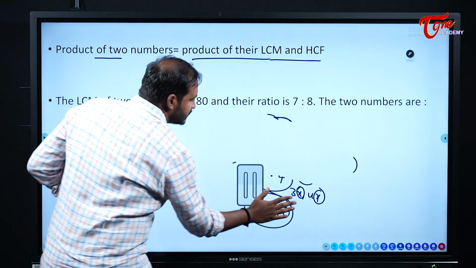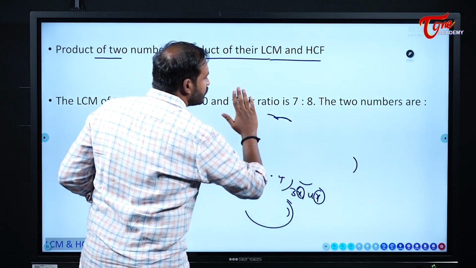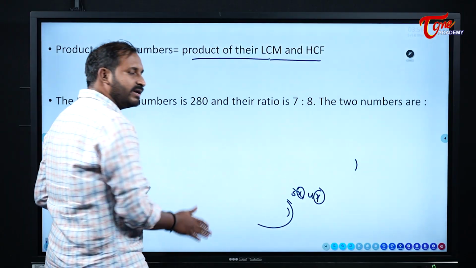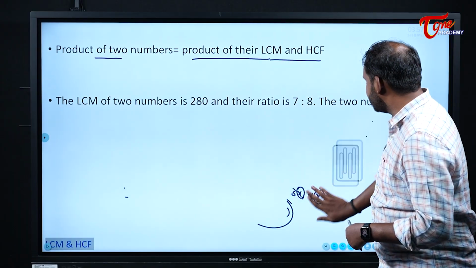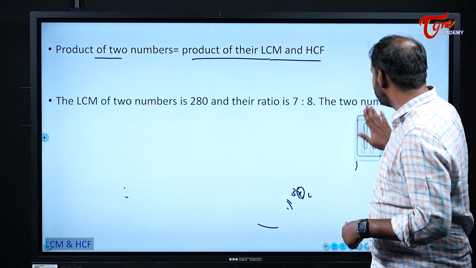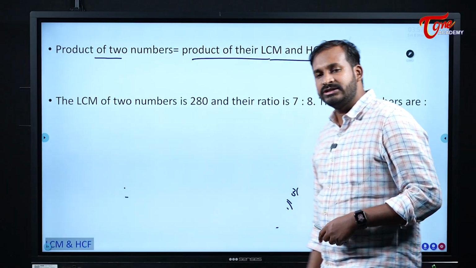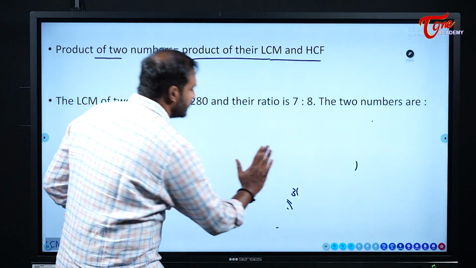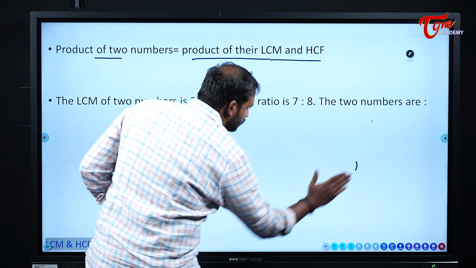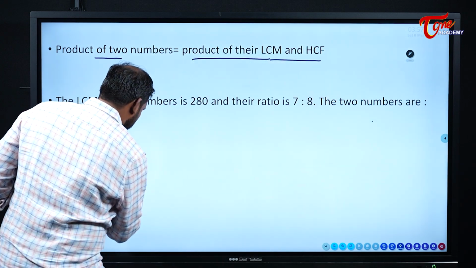And when we restore a ratio to its original numbers, we multiply by the HCF of those two numbers. After cancelling, the result in the form of a ratio will always be co-primes to each other. We are going to solve some problems based on this concept.